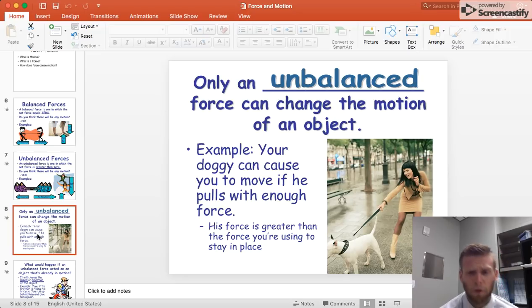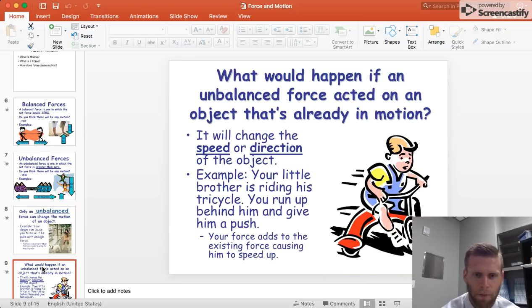So if his force is greater than the force you're using to stay in place, then that's an unbalanced force. If that dog is not well leashed and it's just pulling, and you're going with it, then that's an unbalanced force. If you are holding it and no movement's taking place, you guessed it, that would be balanced.